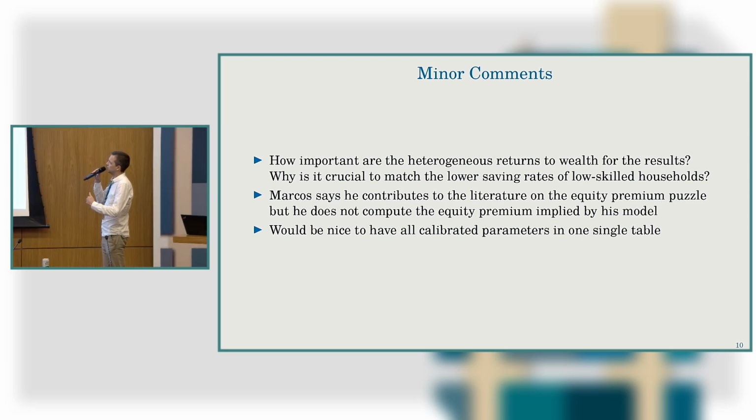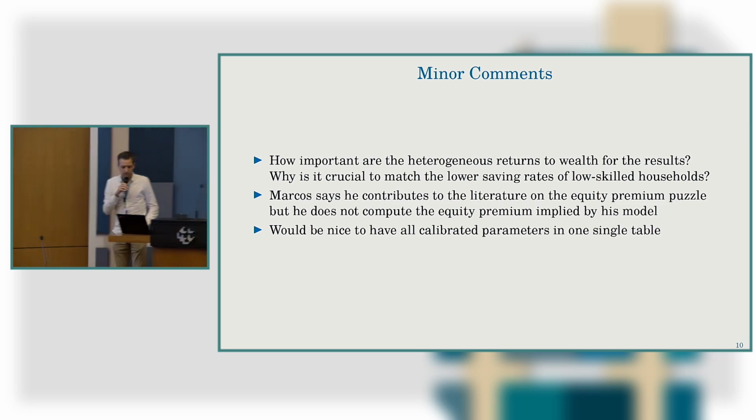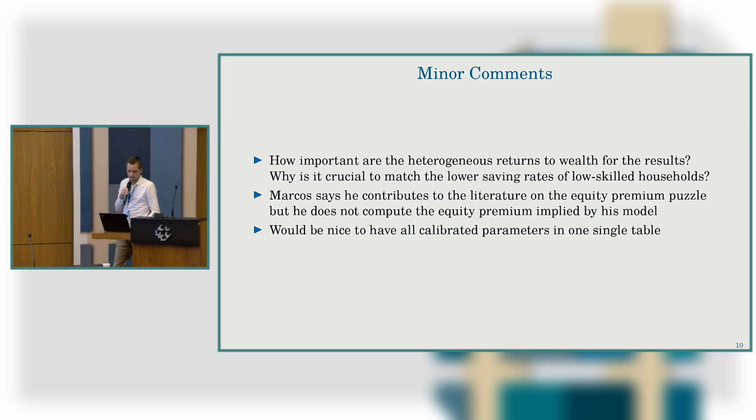Just a minor comment here. You say that you contribute to the literature on the equity premium puzzle, but then you don't show anything about the equity premium puzzle, so I was a bit puzzled. And it would be nice, just as pure exposition, to have all parameters in one table. But this is really minor.